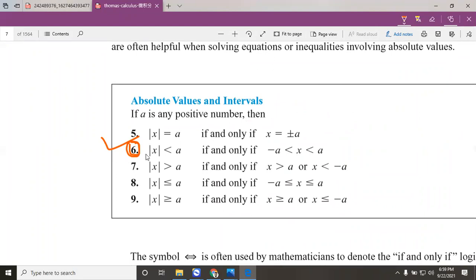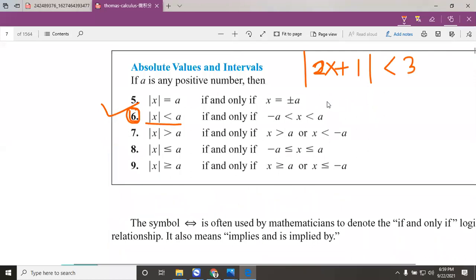If the value of modulus a is less than a, okay? Like we got something like this, modulus of 2x plus 1 less than, suppose, 3. If we get something like this, our inequality will be minus 3 less than 2x plus 1 less than 3.